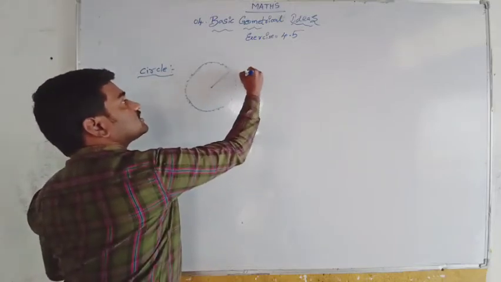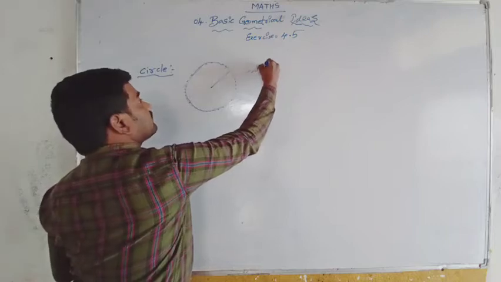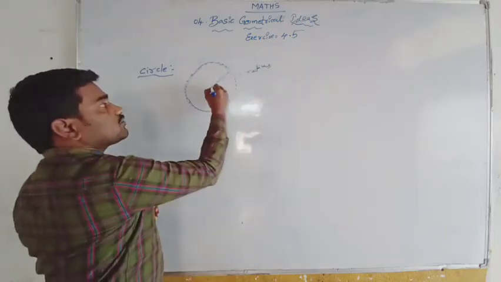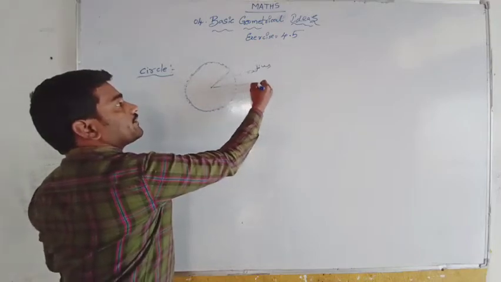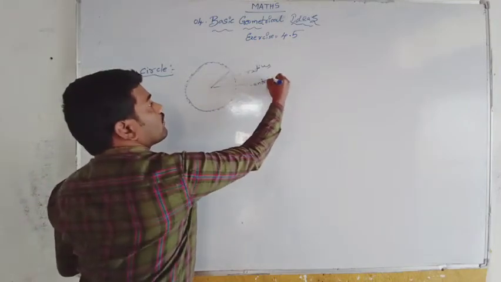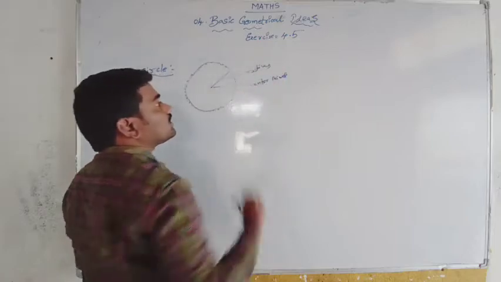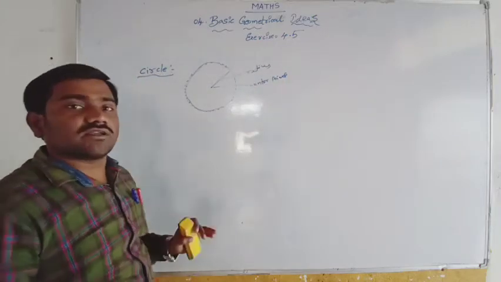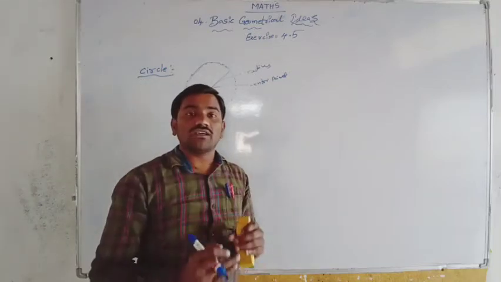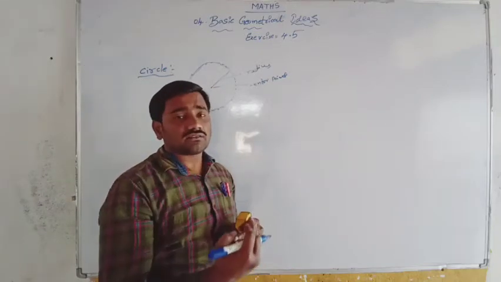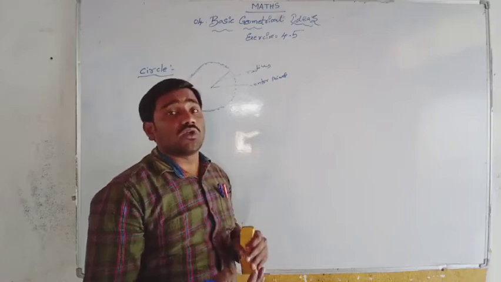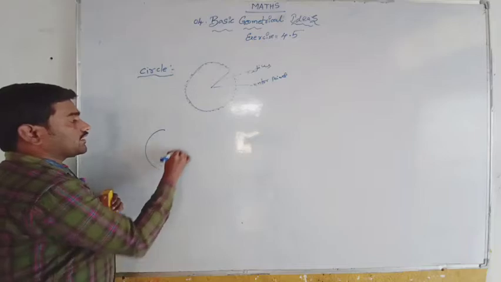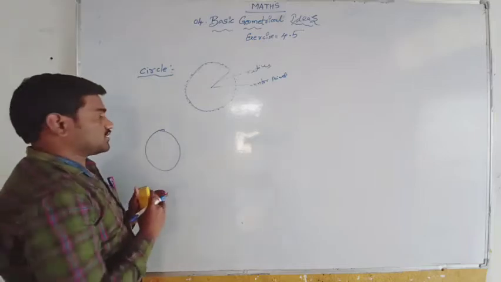This fixed distance is known as the radius, and the fixed point is known as the center point of the circle. So the circle is a set of infinite points which are at a fixed distance from a fixed point. Suppose, let me draw a circle here. We have to learn many things about the circle.